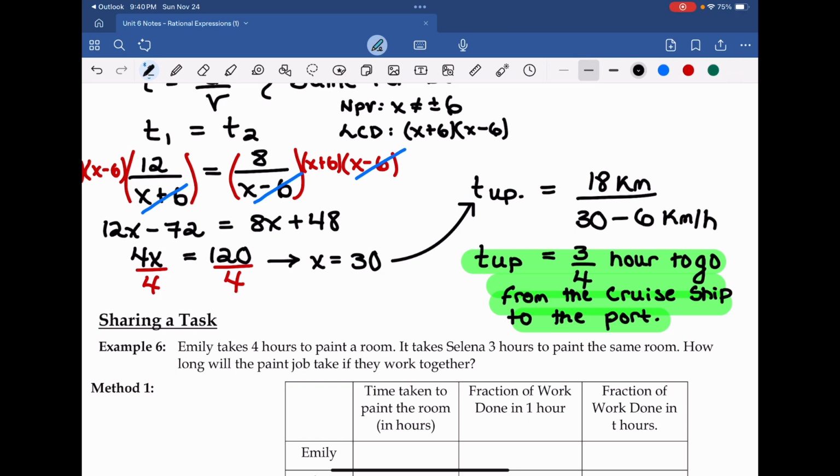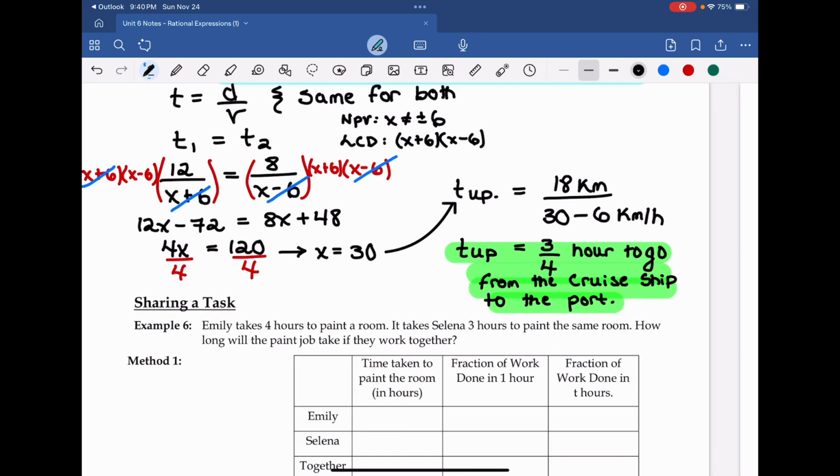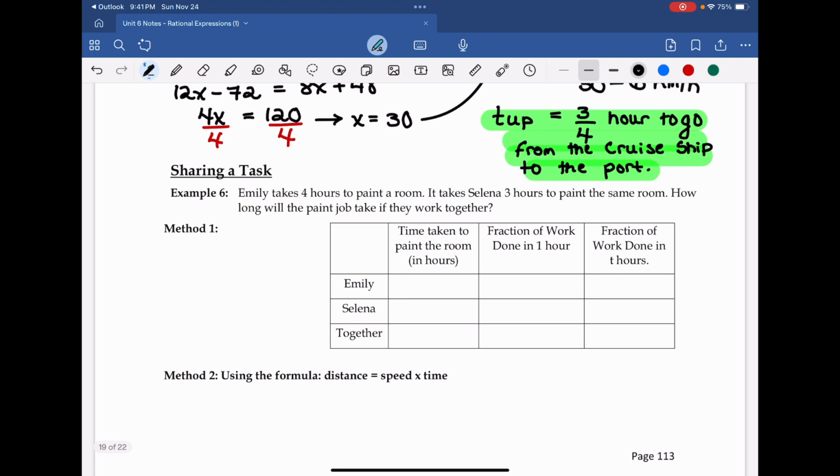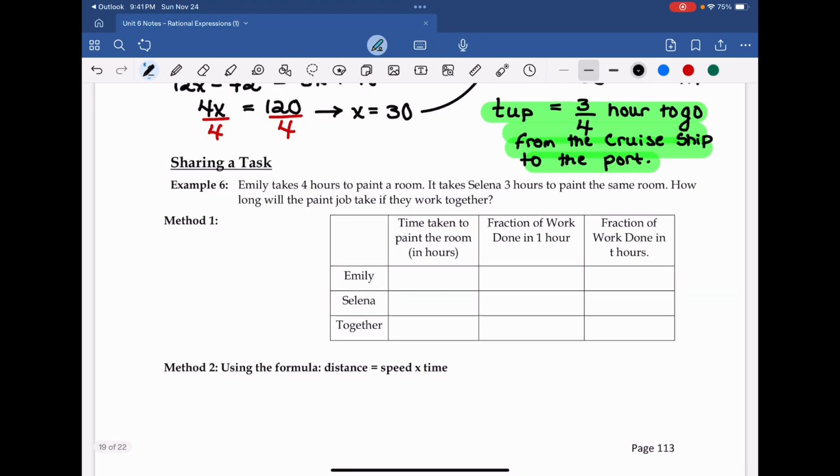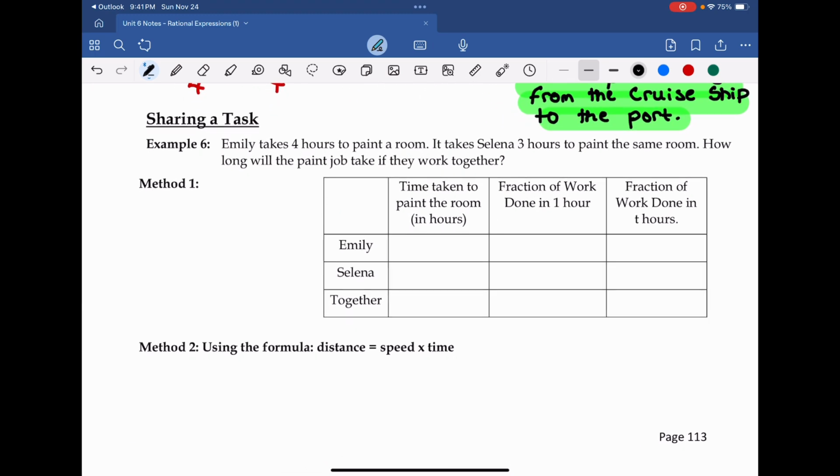All right, now here's where we go to the ones that I really, really like, which are the sharing tasks ones. Not that the other ones are not valuable, but I really like these ones too. So if we deal with sharing tasks, here's how they're going to go about it. You're going to have some sort of comparison of how people can complete a job or how they can complete work together. Now, in this specific situation, they say that Emily takes 4 hours to paint a room, while it takes Selena 3 hours to paint a room.